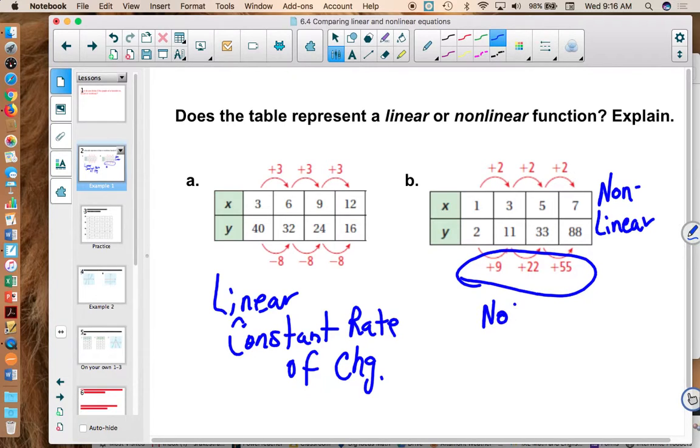Not constant. Not a constant rate of change. That's what you're looking for. Linear compared to nonlinear. Okay?